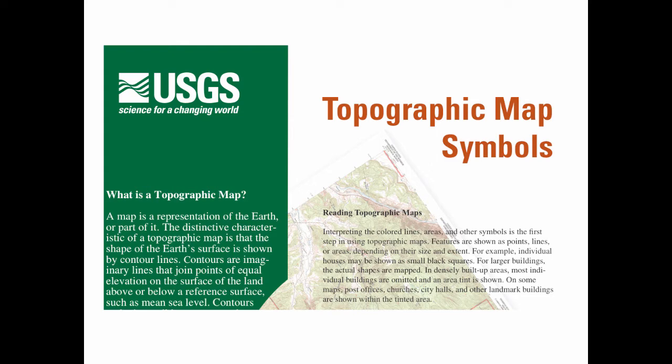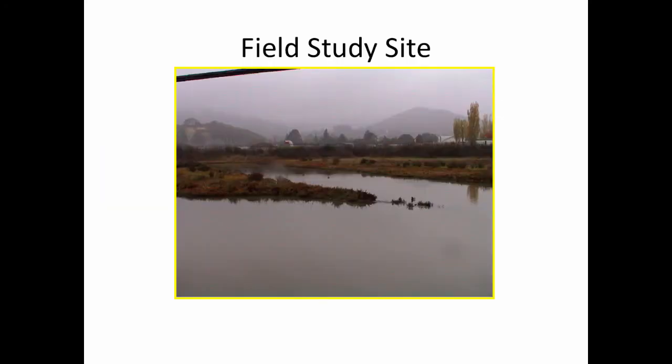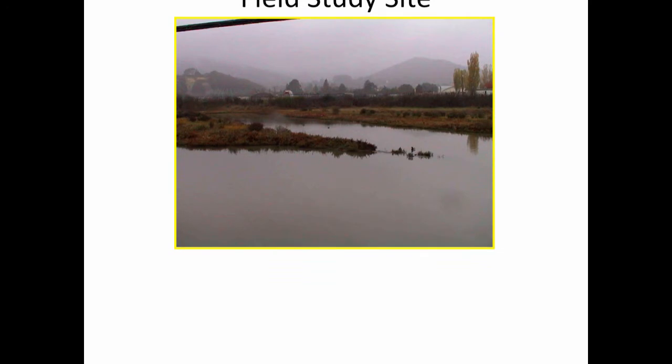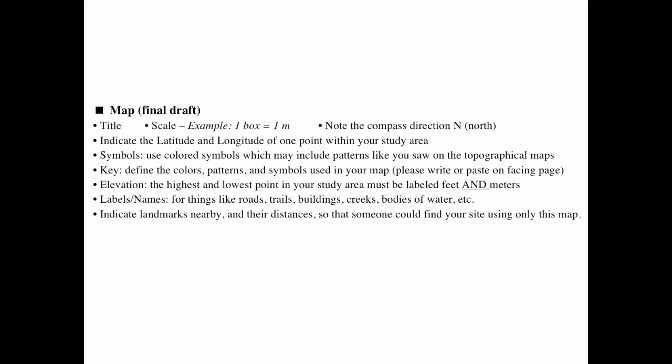Now that you have all of your materials, we can begin creating our map. For this practice, we will be using the same field study site that we used to write our practice site overview. Let's look at our directions on page 6 of the field study packet. It says that the first thing we need to do is title our map.